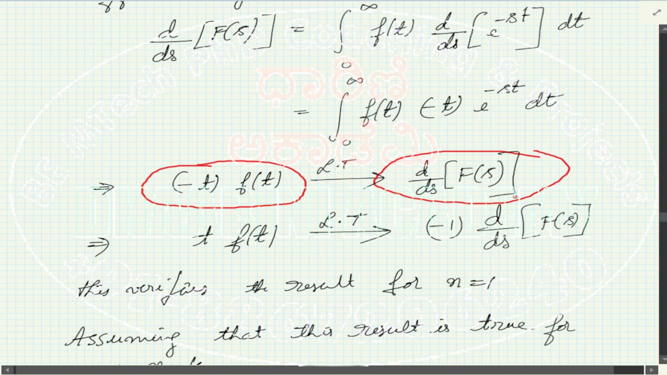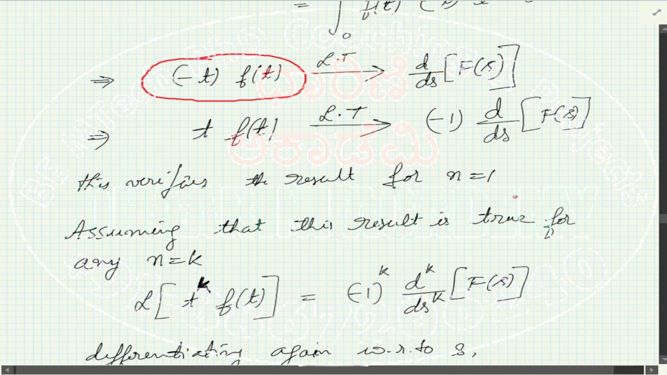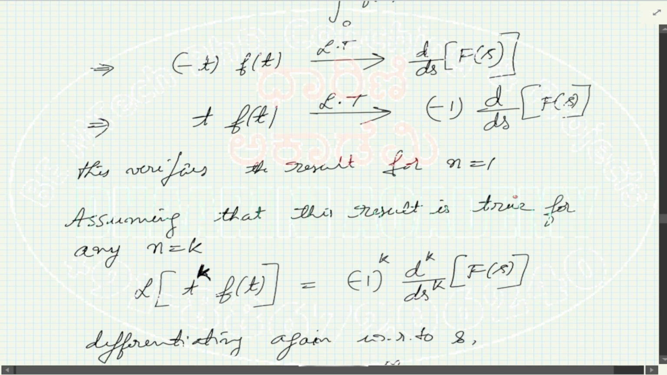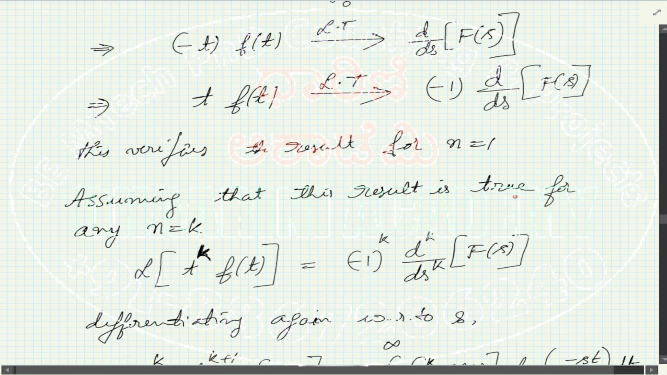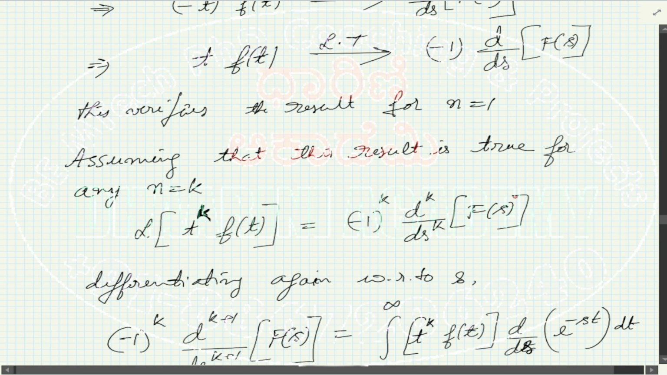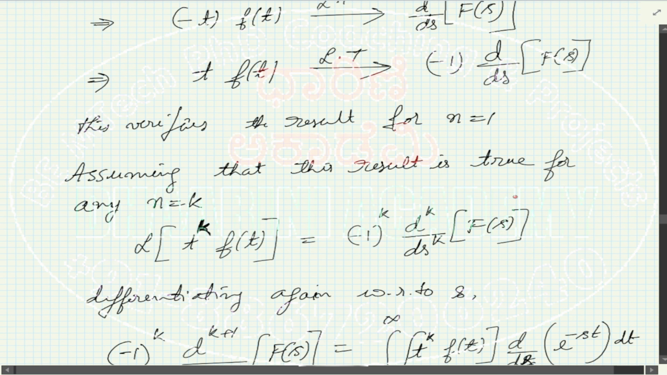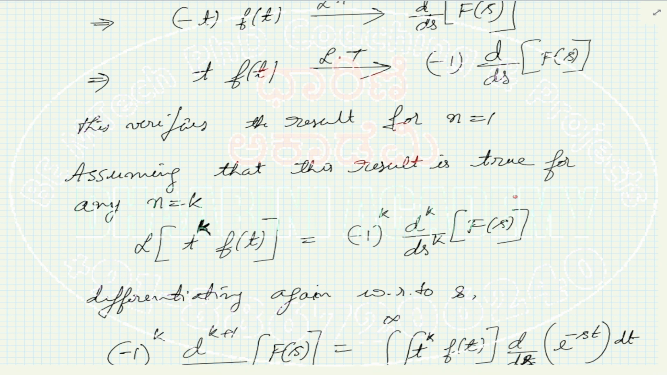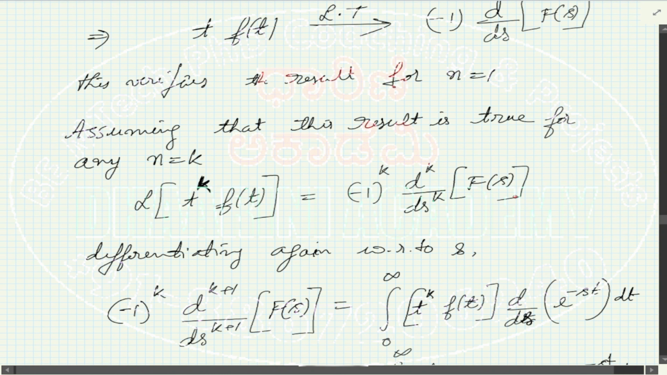Now we'll try to apply this. First, this is a standard procedure in mathematics. When you get a result, you can extend that result. So let's assume that this is true for n equal to 1, because t to the n is t, so t into f of t. Now let us assume that this is true for any k value. So t to the k into f of t is minus 1 to the power k into d k by ds to the k into f of s. This is the assumption.